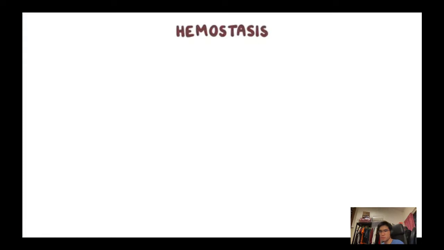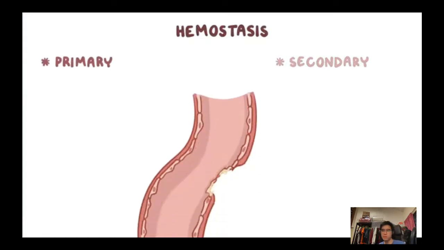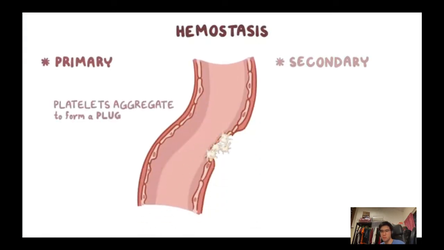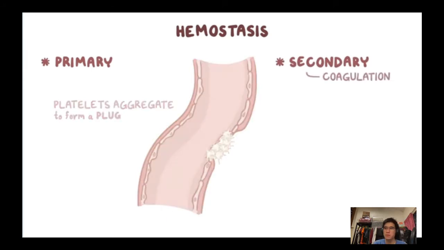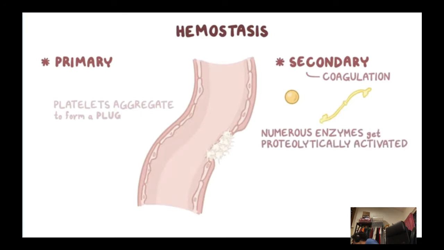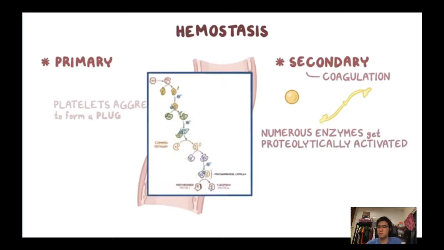This process has two phases: primary and secondary hemostasis. In primary hemostasis, platelets aggregate to form a plug at the site of an injured blood vessel. While these platelets are aggregating, coagulation or secondary hemostasis starts. This is where numerous enzymes that are always floating around in the blood, called clotting factors, get proteolytically activated, meaning that activation happens when a small piece is chopped off, a bit like pulling the pin out of a grenade.